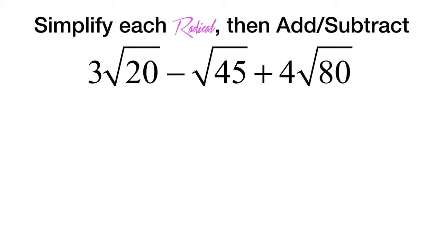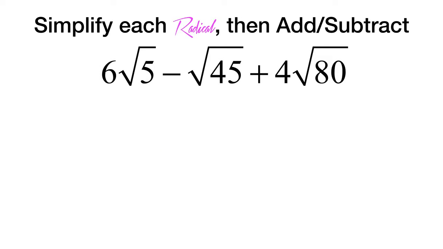All right, let's try this. So now we're going to simplify the radical and then add or subtract. Our first step is simplifying the radical. So I'm going to start with 20. 20 is 5 times 4. And the square root of 4 is 2. So 3 times 2 is 6 square roots of 5.